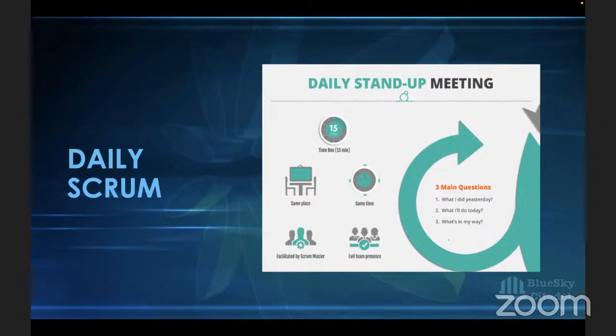These 3 questions are just to ensure that the development team answers 3 questions. They are, what did I do yesterday to help meet the sprint goal? What will I do today to help meet the sprint goal? And are there any impediments that are blocking me or the development team from meeting the sprint goal? The result of these questions is awareness, because if there are any impediments, the team will talk about it and they'll talk about how it can be eliminated.